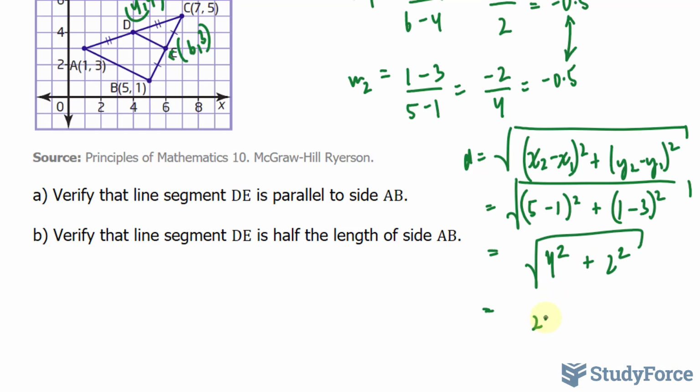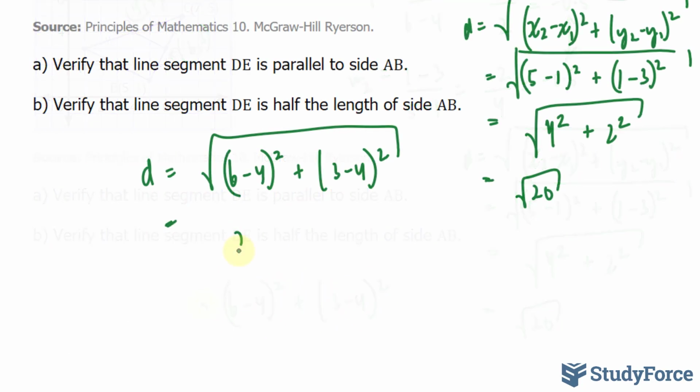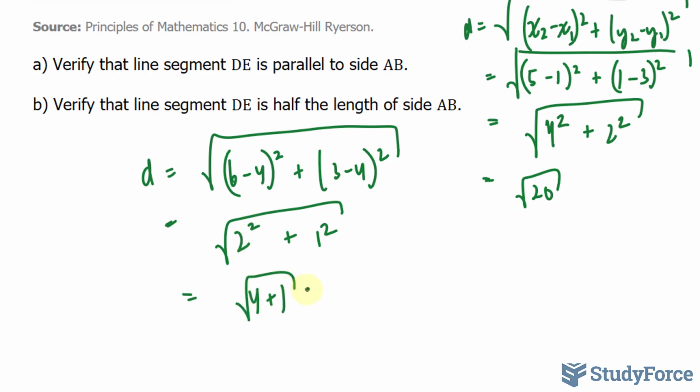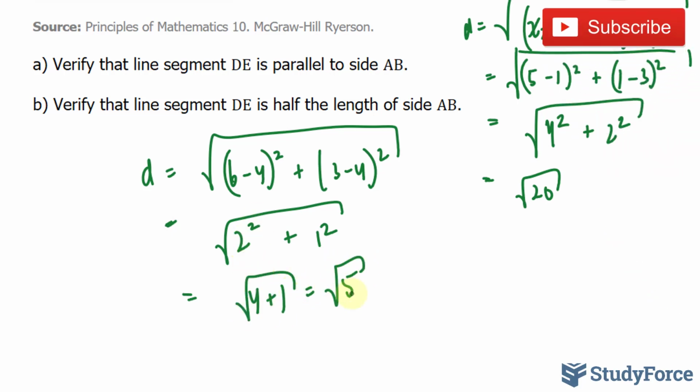16 plus 4 is 20. The square root of 20 is the distance between A and B. We'll find out the decimal version of that number in a moment. Now I need to do the same thing for DE. So I have 6 minus 4 squared plus 3 minus 4 squared. 2 to the power of 2 plus 1 to the power of 2. This gives us 4 plus 1, and that's the square root of 5.